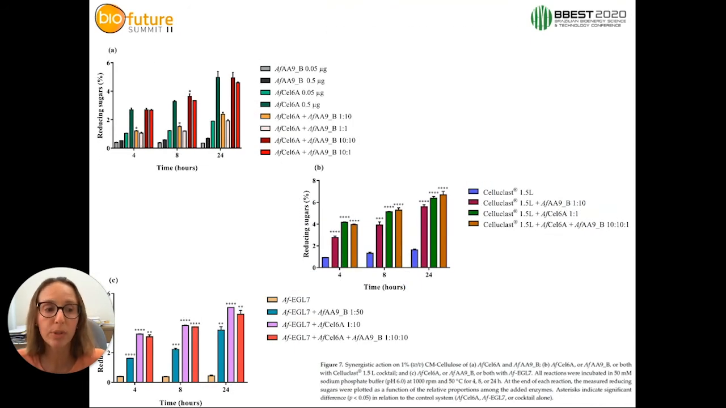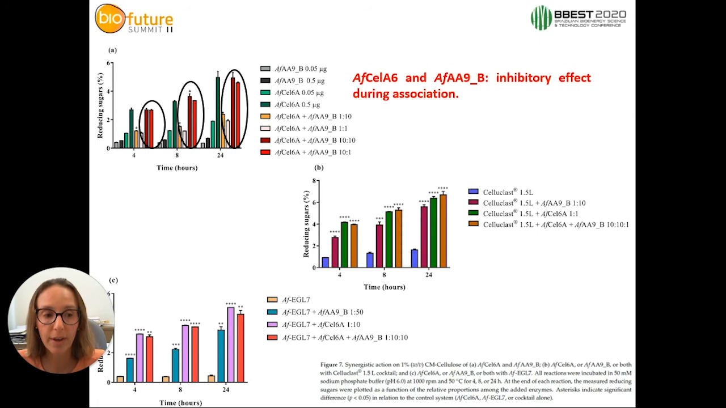But the most important result I would like to show is the synergistic action of both enzymes on CM cellulose. The reactions were performed at different enzyme proportions and different incubation times. Surprisingly, we observed an inhibitory effect when both enzymes were associated. We also investigated the synergistic effect of both enzymes on the Cellic cellulase cocktail.